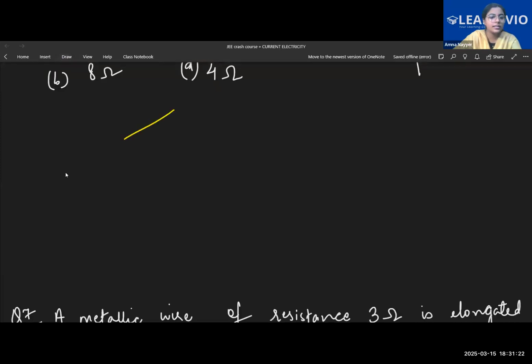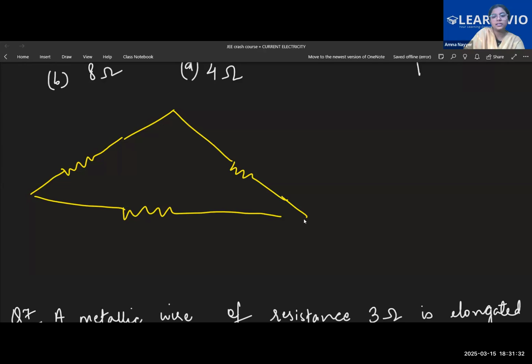Okay, so see, this is one side of the figure. This is the second side, and you have the third side. So all the resistances are connected. Now total resistance is given as 18 ohm, means 6 ohm, 6 ohm, 6 ohm per side.